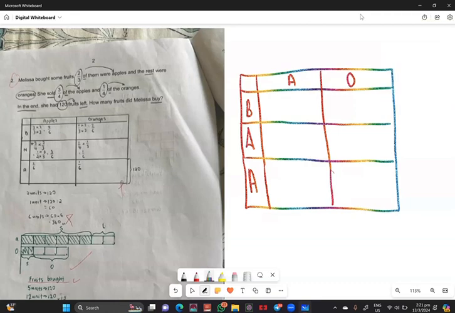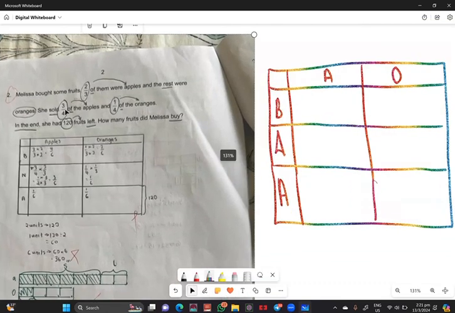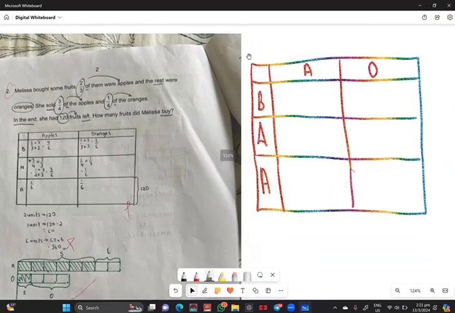Now, as you can see over here, it says that Melissa bought some fruits, and 2/3 of them were apples. So what I want to do is, of course, to say that this is 2/3, and the rest were oranges. So I will say that this is 1/3. Is this something that you can understand? Now, she sold 3/4 of the apples. So 3/4 of, so I times 2/3. Am I making sense here? All right, so when I do 3/4 times 2/3, I will get an answer of half.